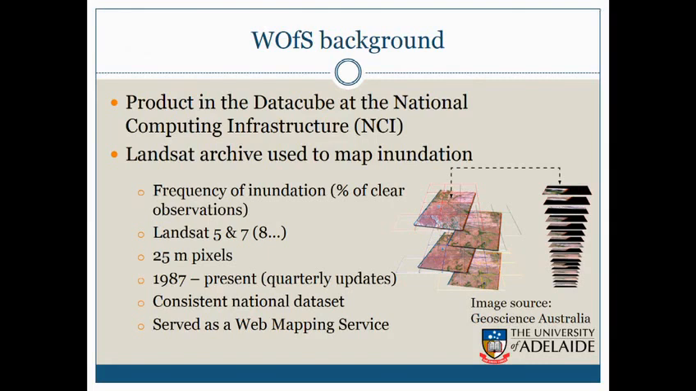It uses Landsat 5 and 7. Landsat 8 has just been brought online and incorporated into the full data set. It uses Landsat's 25 metre pixels and is a nationally consistent data set going from 1987 through to the present. It's served as a web mapping service that you can access, so you don't have to download the whole data set. You can use it as a data set that basically plugs into ArcGIS or whatever GIS you might be using.